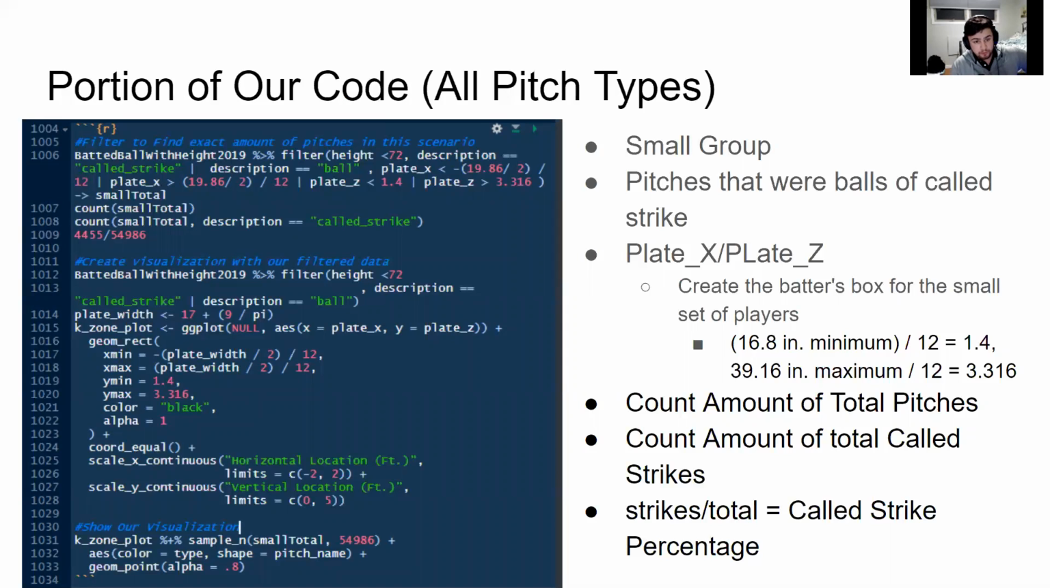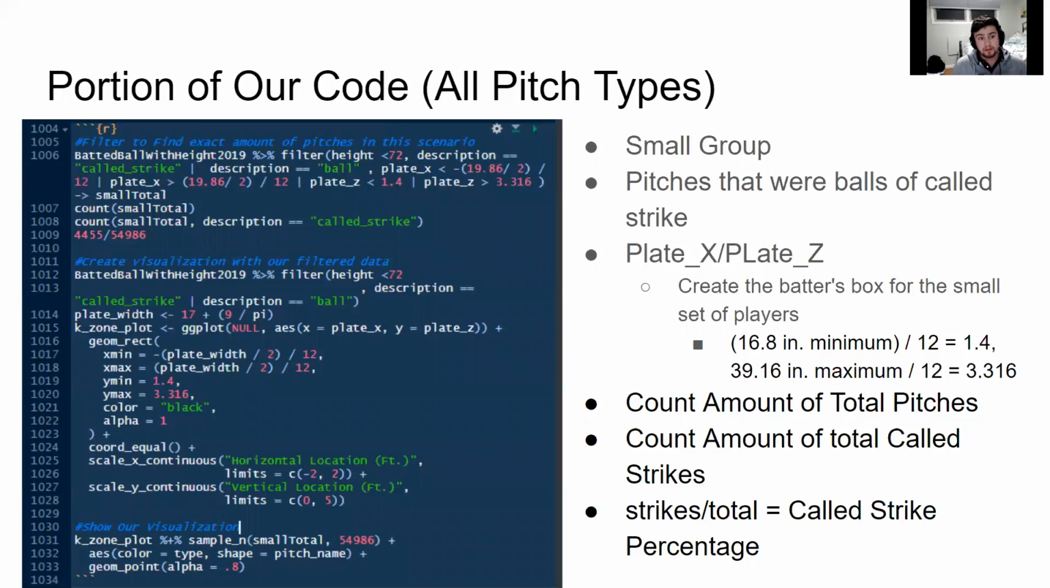We named this small_total, and from there we're allowed to get a count for the small_total, and that gives us every single pitch that was thrown in 2019 to batters under 72 inches that were called strikes and balls that were outside of our strike zone that we created for this size group. From there, we could also count the amount that were called strikes. On the left on line 1009 is 4,455 called strikes in this exact scenario out of 54,986 pitches total.